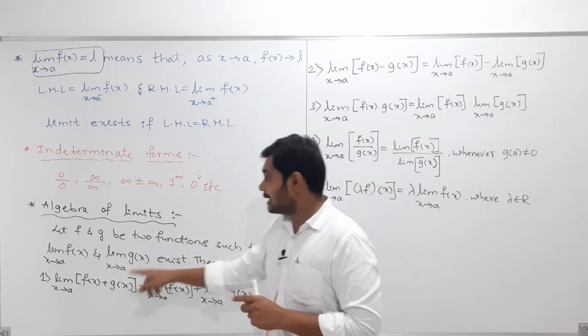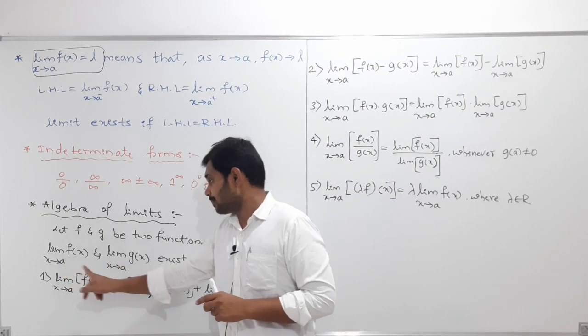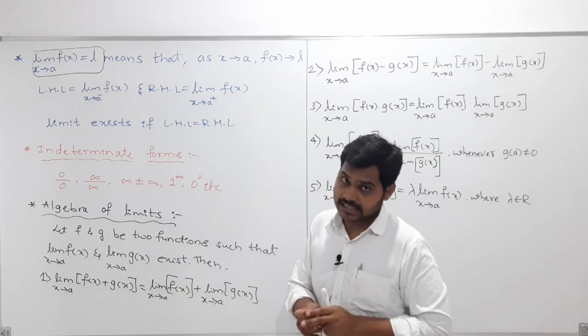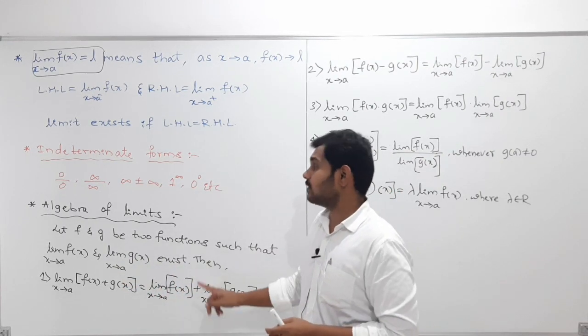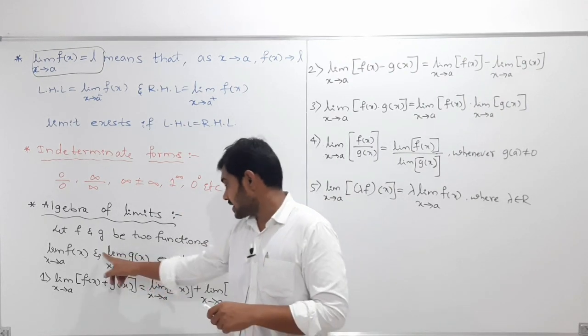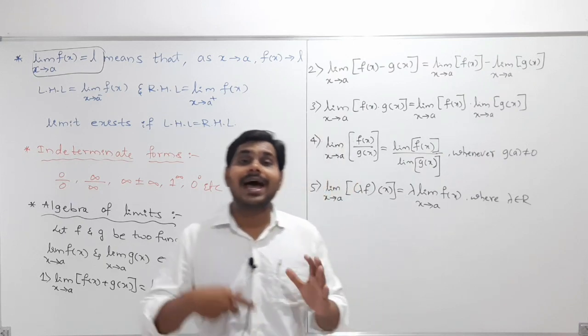such that the limit of f of x as x tends to a and the limit of g of x as x tends to a exist. Both must exist. And what does exist mean? LHL and RHL must be the same. If these two limits exist, then we have the following results.